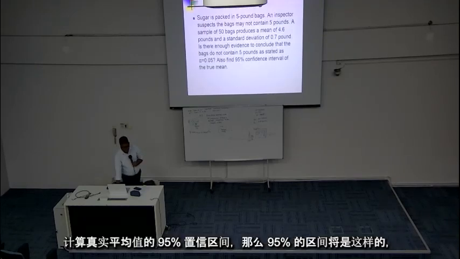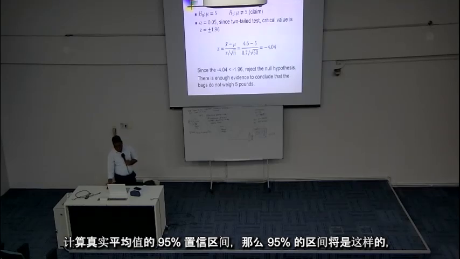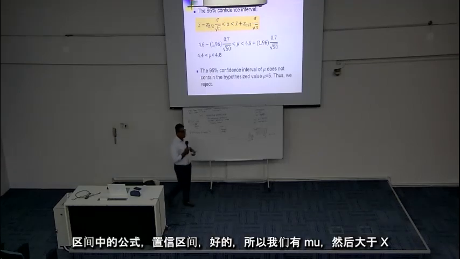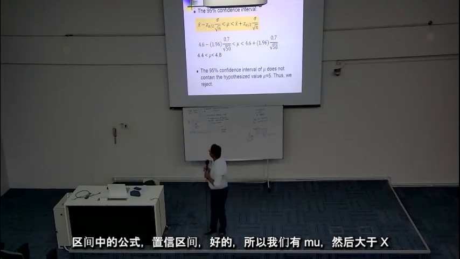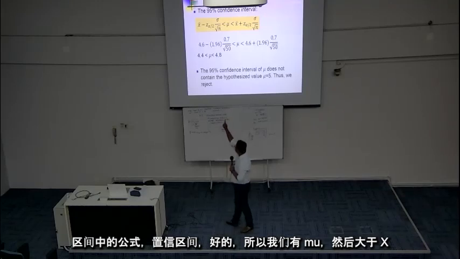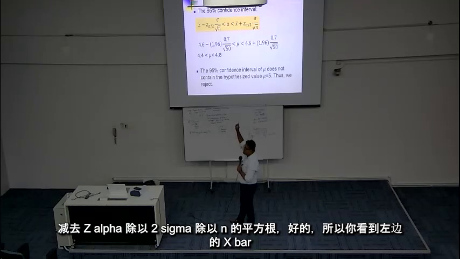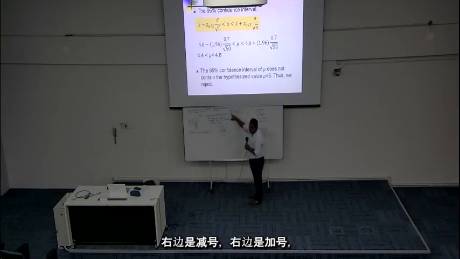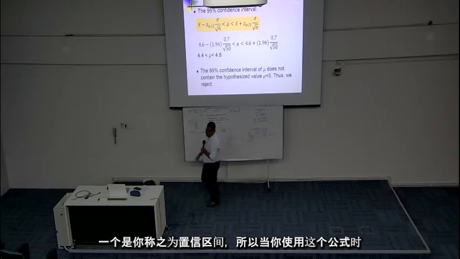But they ask you to do the 95% confidence interval of the true mean. You need to use this formula of the confidence interval. The highlighted one is the formula. So we have mu greater than x bar minus z alpha over 2 times sigma divided by square root of n. That is the left side. Just remember, for the one-sided only, the rest you change the sign. On the left it is minus, on the right you plus. We call this the confidence interval.